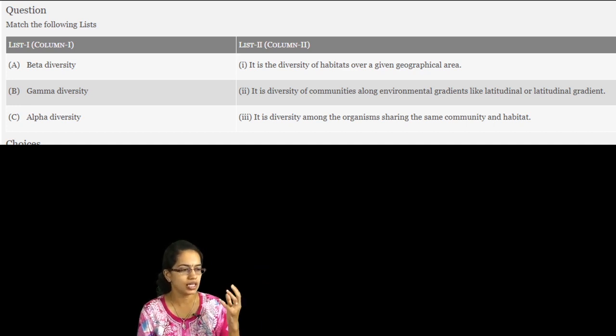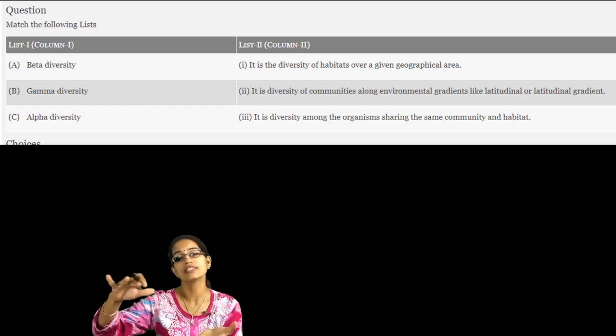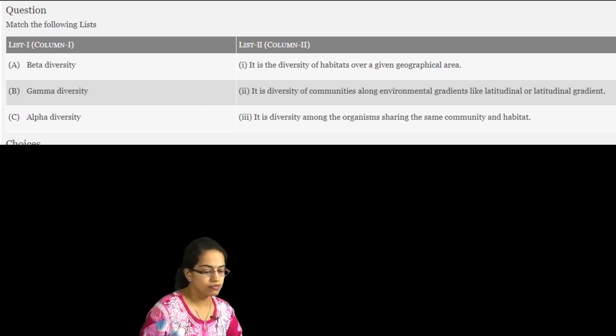Gamma diversity is the diversity of habitat over a given geographical area. So given geographical area is this. On this region, what is the changes in the patterns of livelihood that is seen?